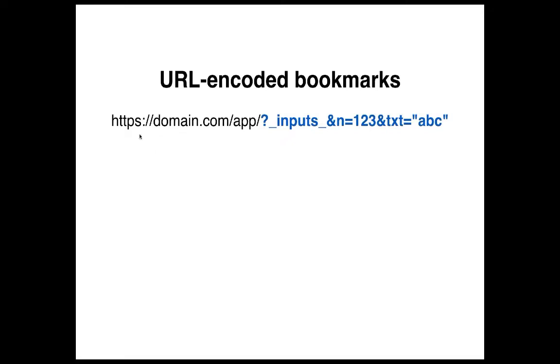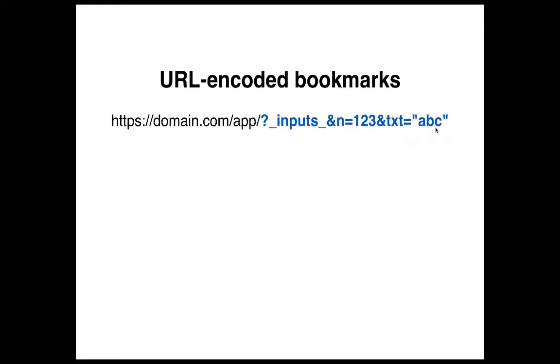What that looks like is, first you have your path to your application here. And then after that, there's this question mark and a bunch of stuff after it. You don't generally have to know the details, but I'll explain this briefly. These are the inputs, and there's an input named n with the value 123, and an input named text with the value ABC. Okay, so that's what that would be for this particular example.